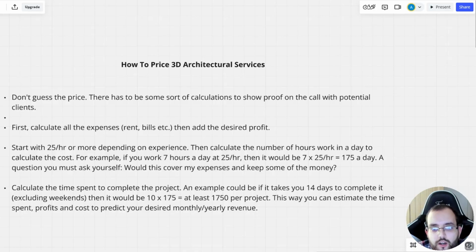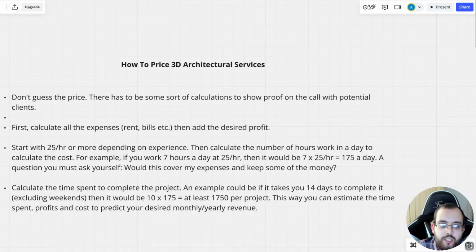Price 3D architectural services. So many people in this industry struggle to set prices for their clients, and most of them guess the prices without showing calculations in the meetings. So today I am going to show you how you can avoid making this mistake, and this is exactly how I did it.